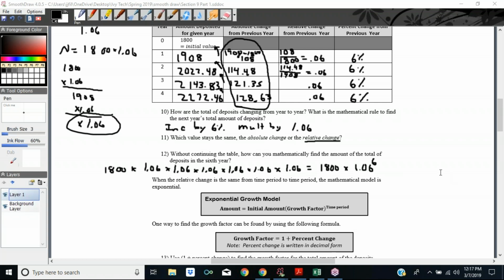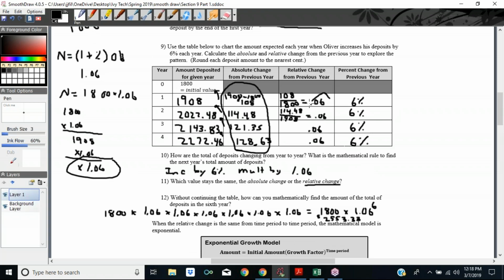Perfect. I see a couple of you have that in the chat box. So 1800 times 1.06 to the 6th power gives us, for the 6th year, 2,553.33. Now this model is not a linear model. It's called an exponential model, and in this case, it's exponential growth because the relative change is positive.